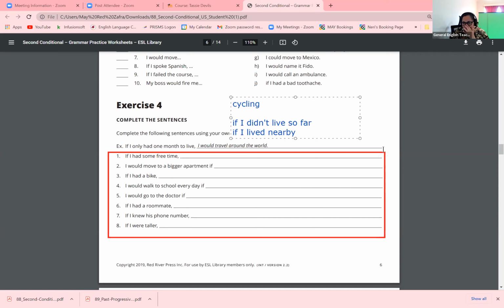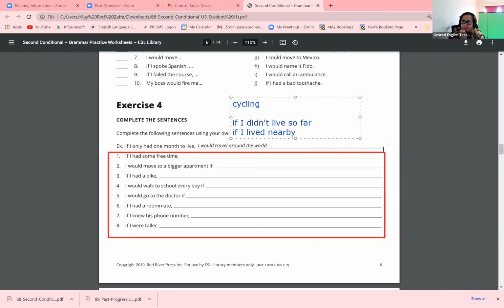Wow, it's a lot of sentences. Thank you, guys. I would walk to school every day if my school was close to my home. Correct. I would go to the doctor if I had a serious pain in my stomach. Correct. If I had a roommate, I would be happy. Yes. If I had a roommate, comma, Benara, I would order food. What does that mean, Benara? You order food for the both of you? If I had a roommate, comma, I would order food for the both of us.